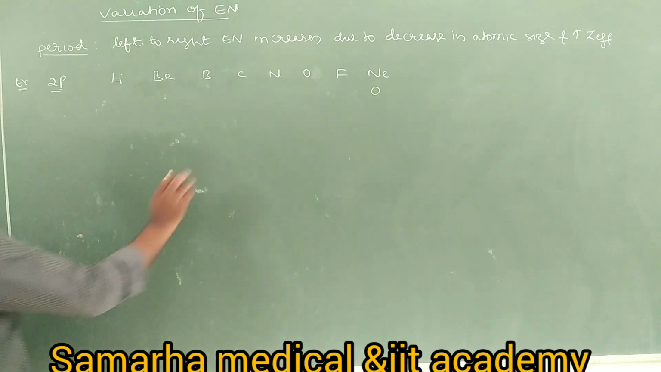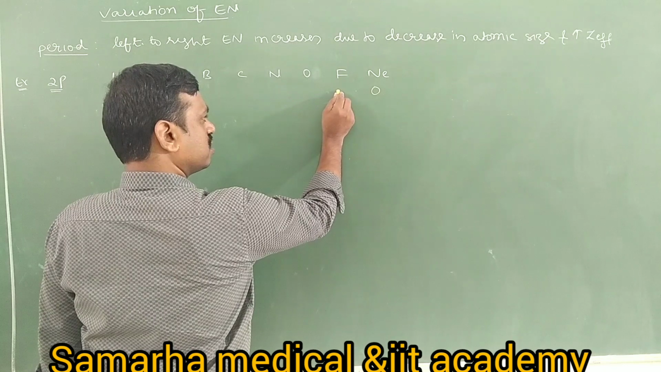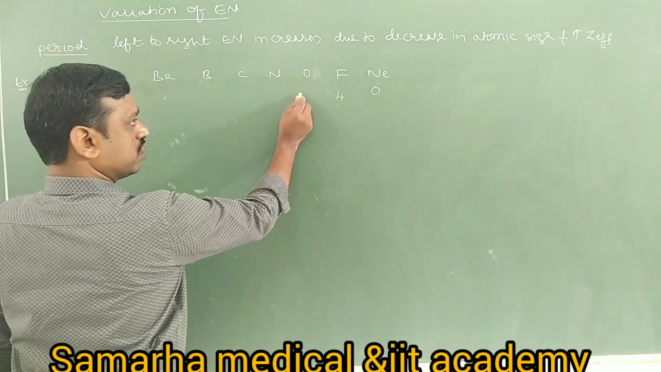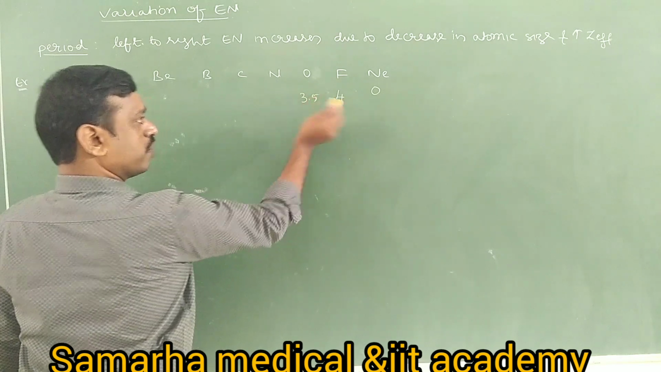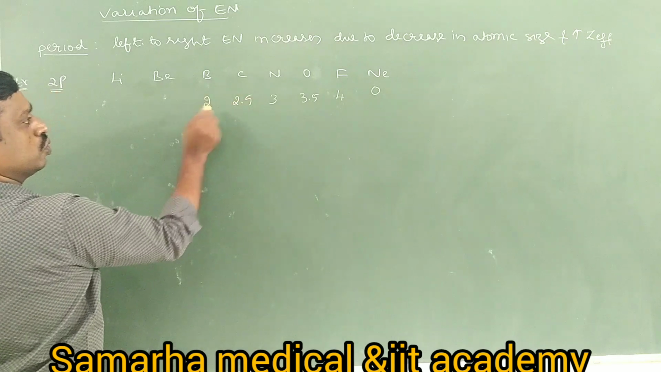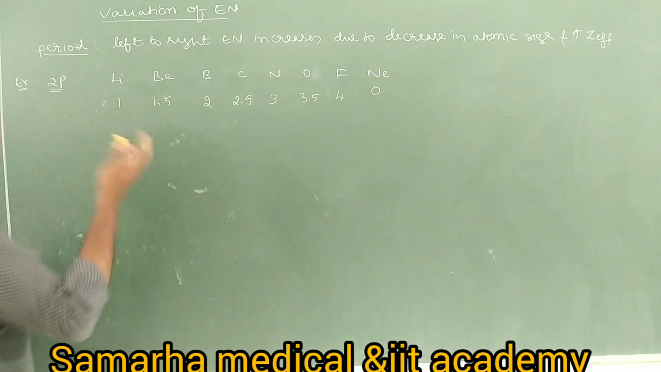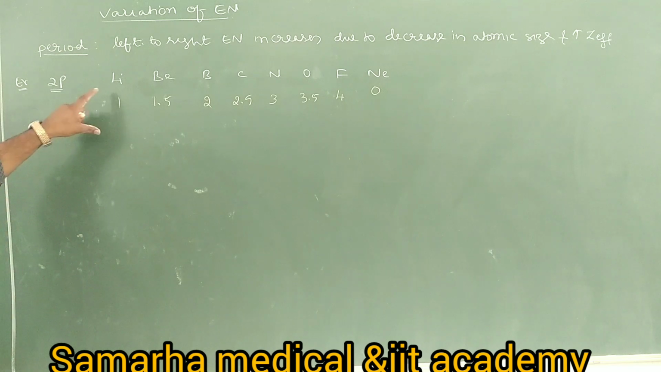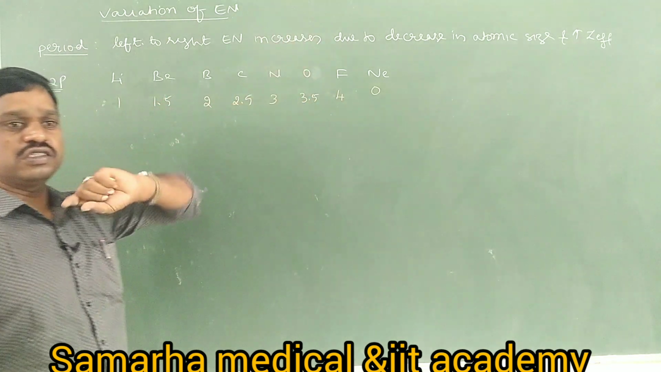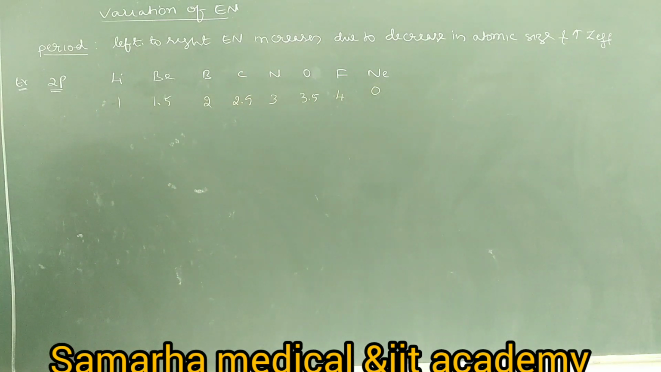Next, what about fluorine? Remember, fluorine has the highest electronegativity, it is 4. Next it just decreases by 0.5: 3.5, 3, 2.5, 2, 1.5, 1. Simple. Therefore lithium is 1, 1.5, 2, 2.5, 3, 3.5, 4, and the last is 0. So this shows that electronegativity increases left to right in a period.